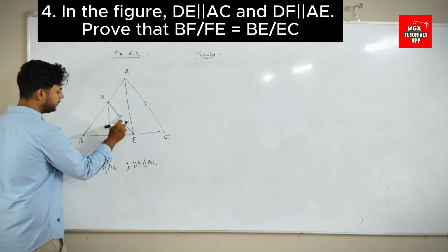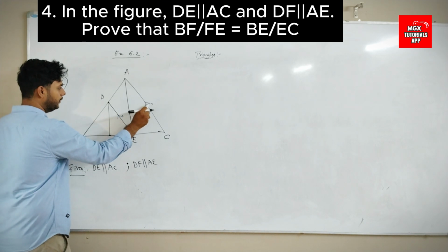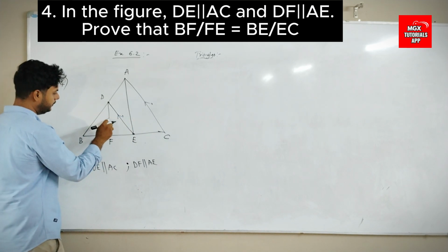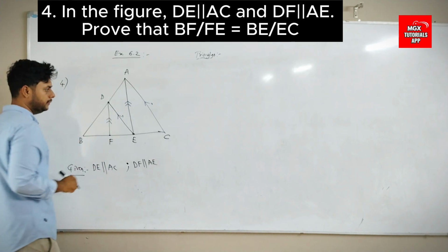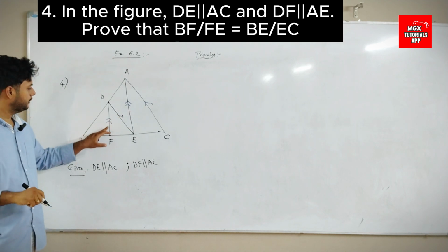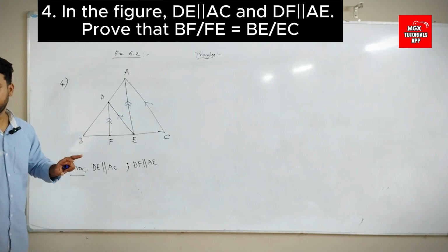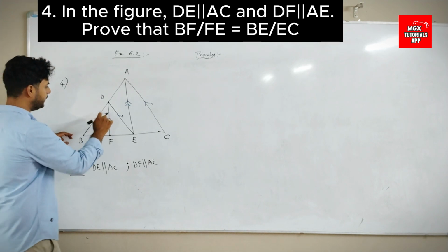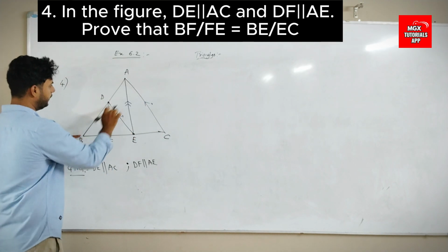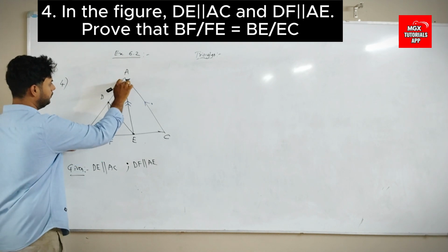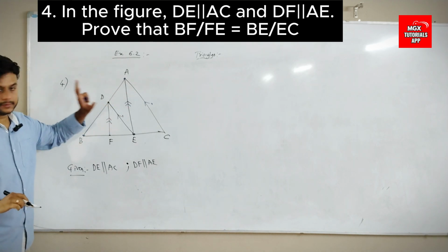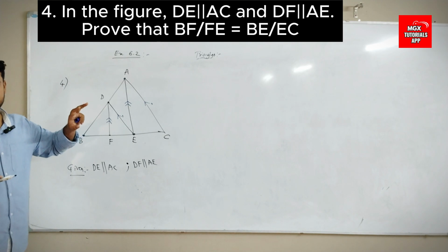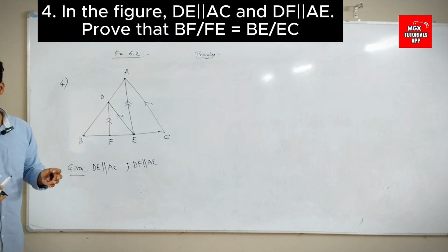See here, I will take it as parallel one. Second, he has told me DF is parallel to AE. This is parallel to this, and this is parallel to this. So there are two triangle formations. First one is this full triangle. Second one is this triangle, where this is parallel to this. Geometry is about what you see. If you see properly, then only you can understand. Okay. I have developed that.